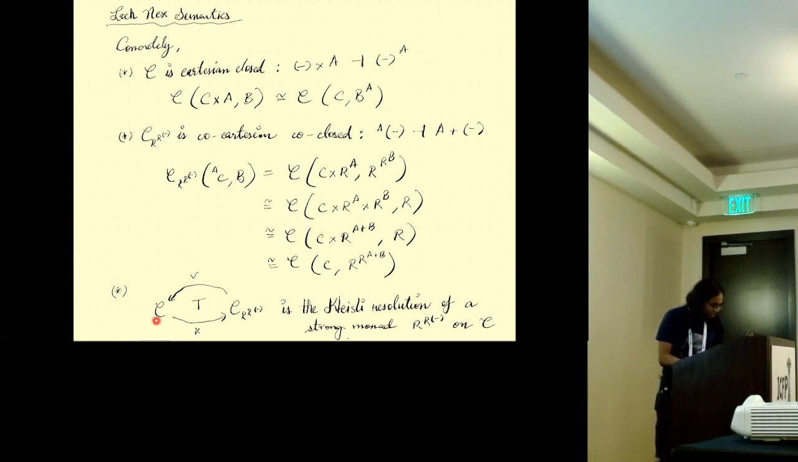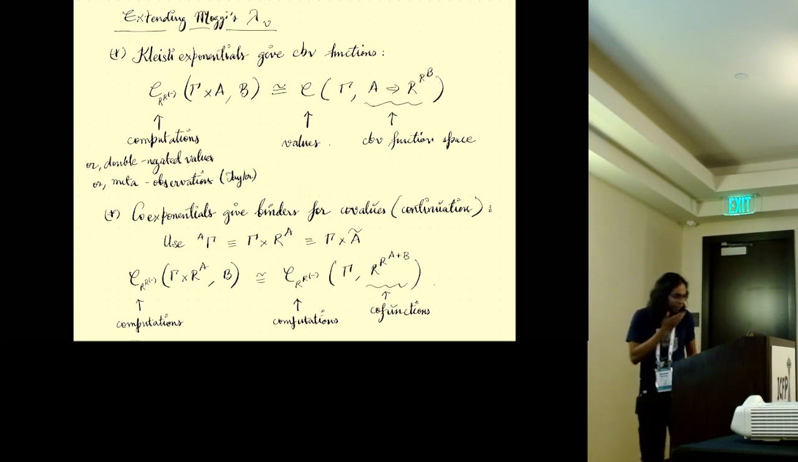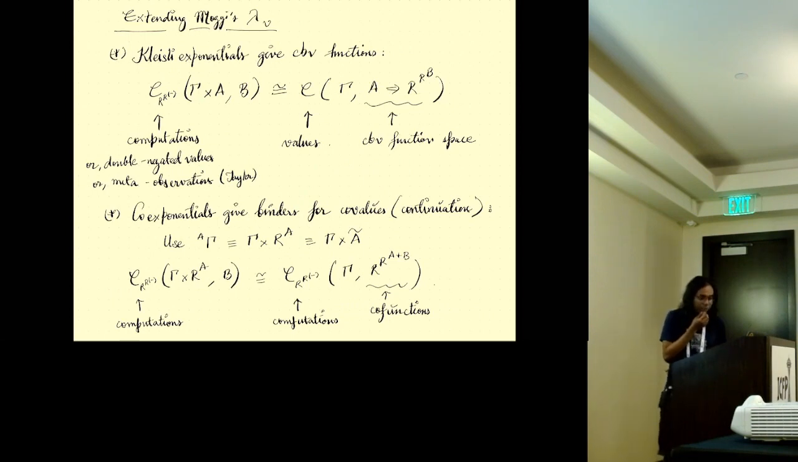Okay, and then the third thing is that this Cartesian closed category C and the co-Cartesian closed category C, R to the blank, are in Kleisli adjunction. So C includes into the Kleisli category, and this has a right adjoint. Okay, so now this is all semantics, and I'm going to use this to produce a programming language. The main idea is to take Moggi's call by value programming language lambda v and add coexponentials.